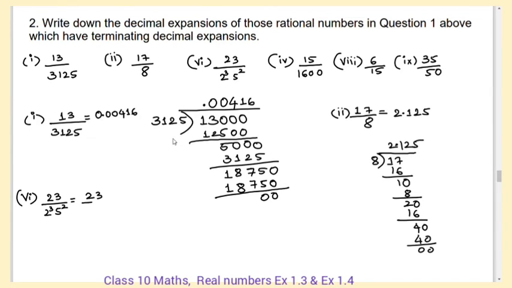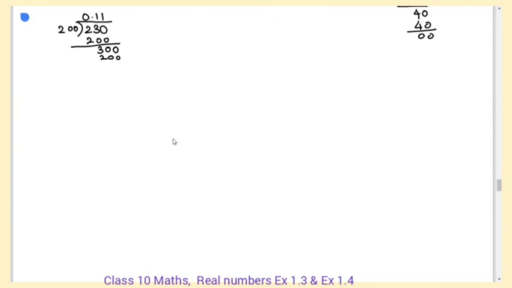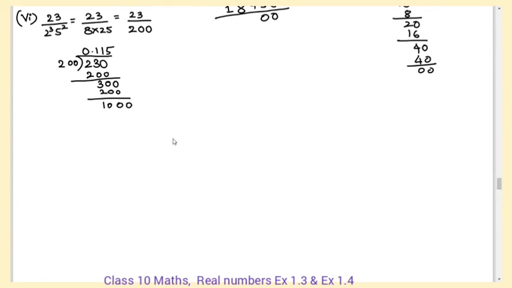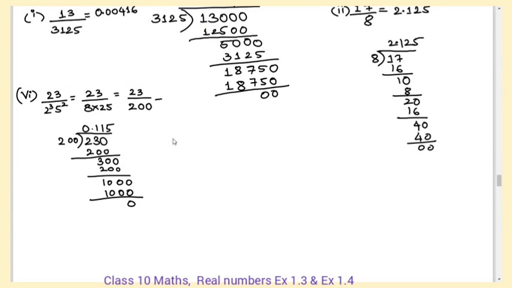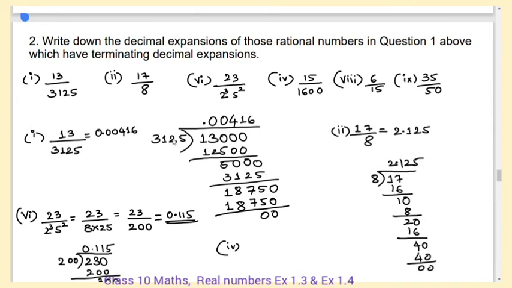Fourth one, 23 divided by 2 cube 5 square, which is equal to 23 by 2 cube is 8, 5 square is 25, which is equal to 23 divided by 200. So divide 23 with 200, put a decimal point and take 0. 200 ones are 200, 300 remaining, again 200 ones are 200, 100 remaining, now 200 fives are 1000. So the remainder is 0. Now you have got the answer as 0.115.